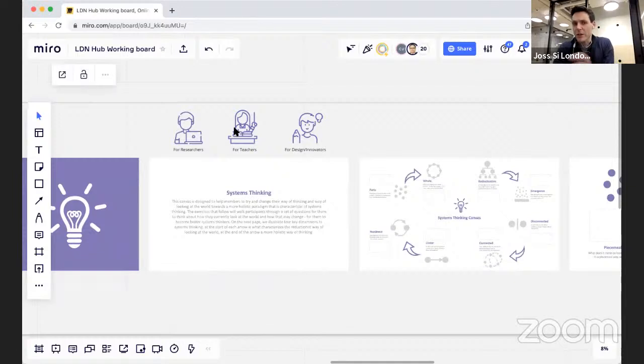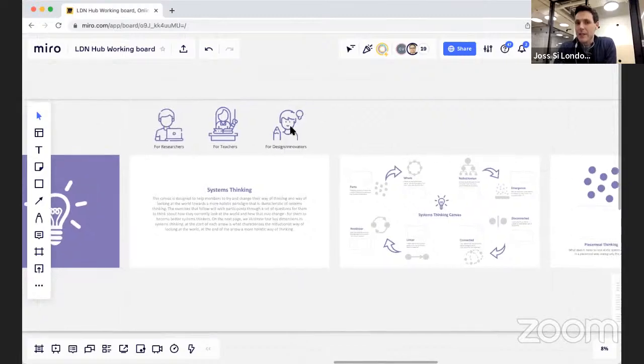For teachers, it can be very useful for teaching their students, particularly younger children, about systems thinking and get them to play with these ideas. For designers and innovators, it's very useful to take their problem and start to think about it in a new, more holistic way. So that would be particularly relevant for them, but also for other people.